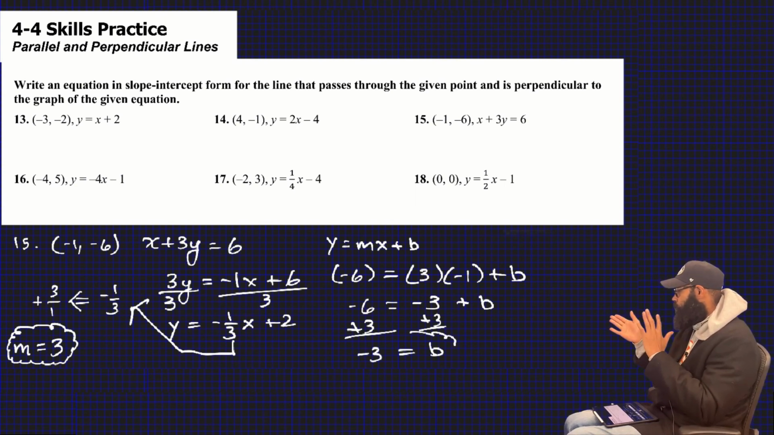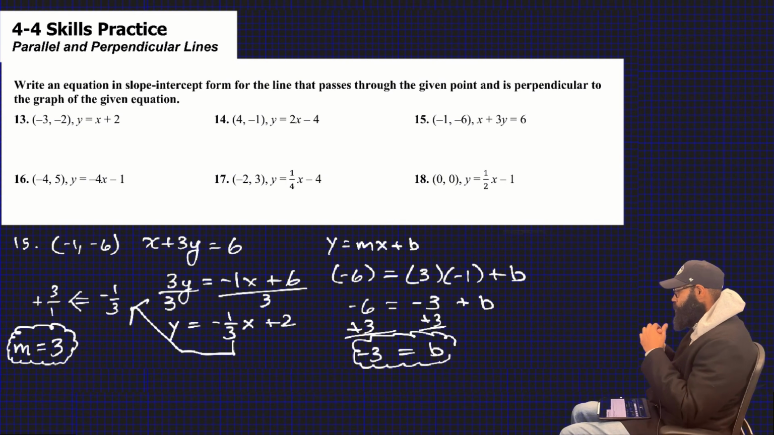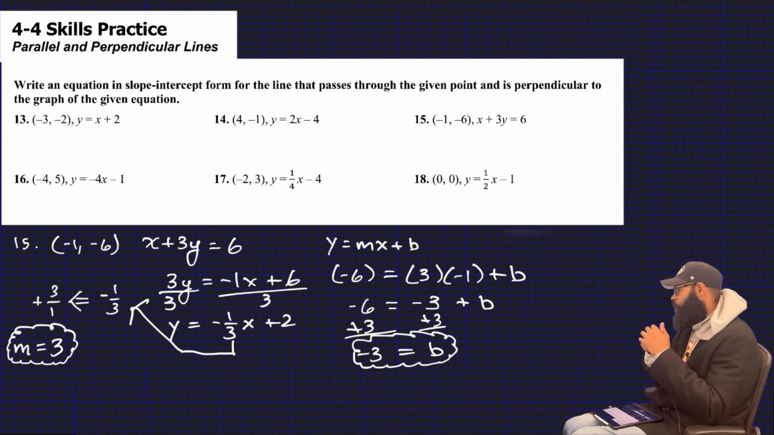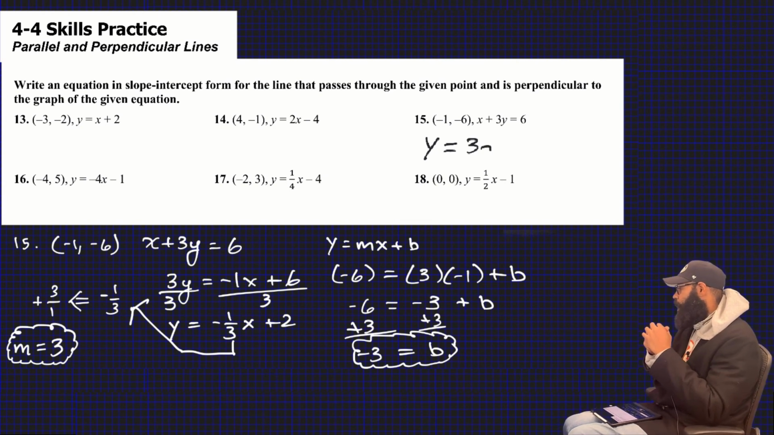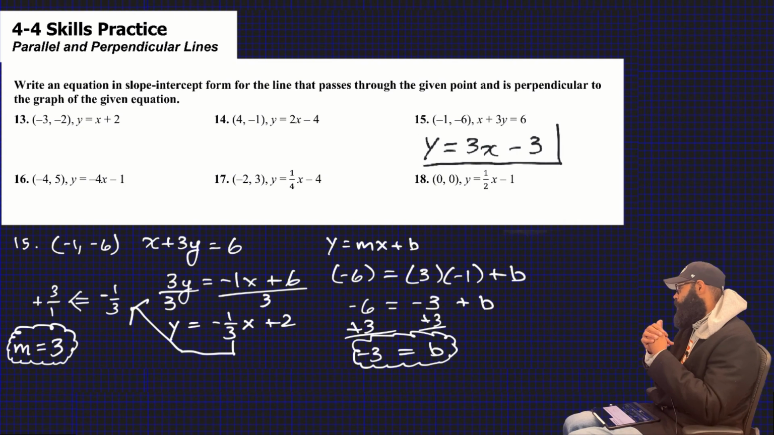But you see it, guys? 3 times -1 is -3. When you add 3 to both sides, -6 and +3 leaves you with negatives. And therefore, guys, I found what I needed. Y is equal to the new slope, which is 3. Y is equal to 3x minus 3.